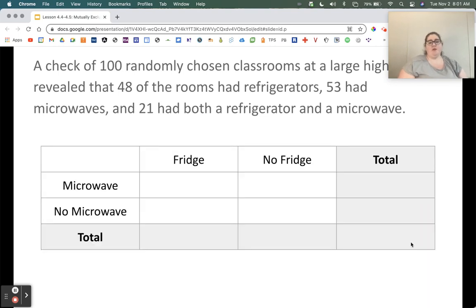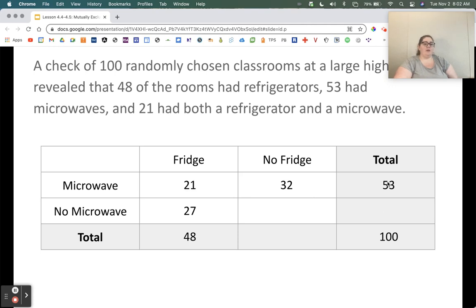Another thing that I could do is create a quick 2-way table where I have, do they have a microwave or not? Do they have a fridge or not? Right? So I know there's 100 total. I know that 48 total have a refrigerator, so I'm going to put that down here. 53 total have a microwave, so I'm going to put that over here. And then I know that 21 are in that intersection that have both. Now I'm going to do some creative subtracting here. 21 plus 32 equals 53. 21 plus 27 equals 48. So I can fill in those parts of the table.